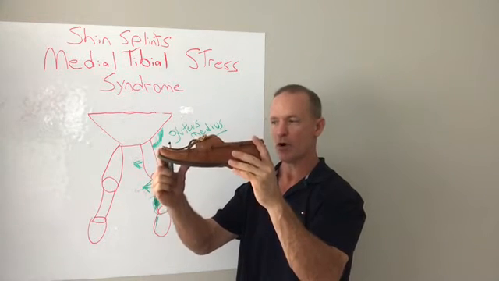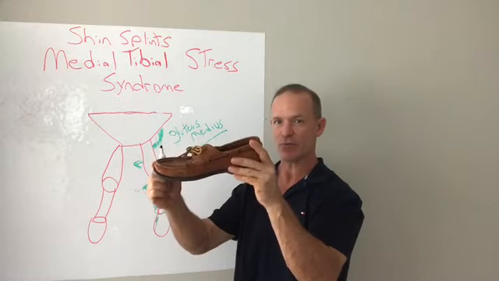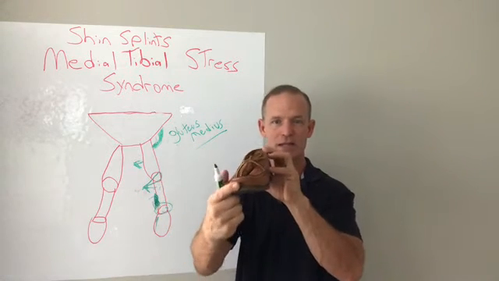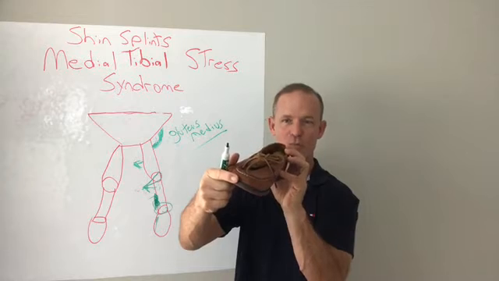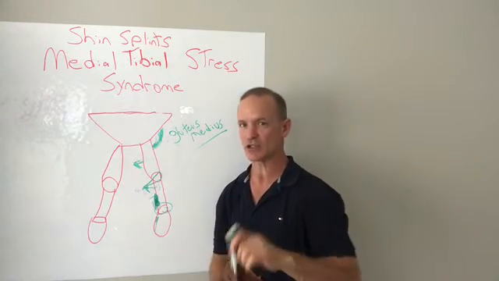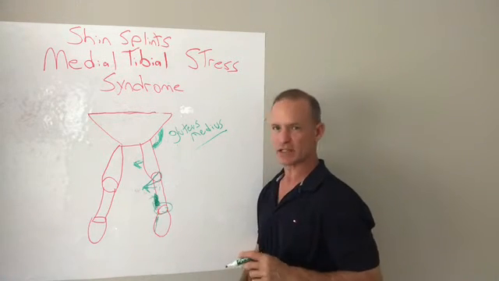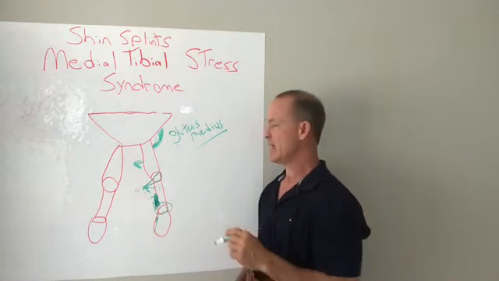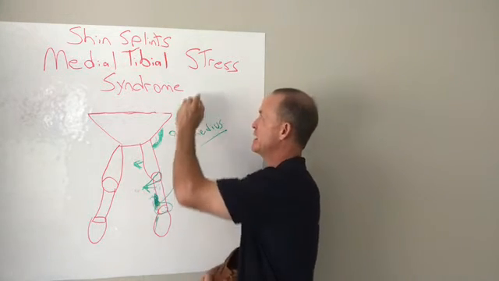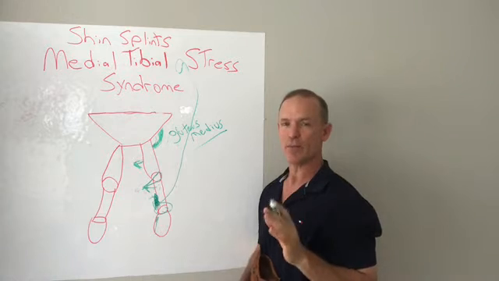Remember, pronation is good up to a point, but if it's excessive and we overly pronate, meaning the foot is going to turn in more, that is going to cause too much stress to the tissue that tries to support that movement. And that's where we get shin splints from. That is one of the major culprits.